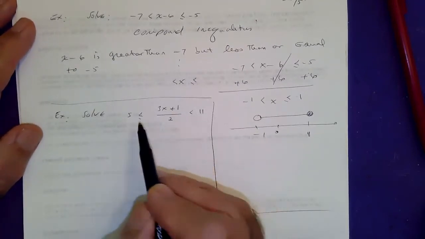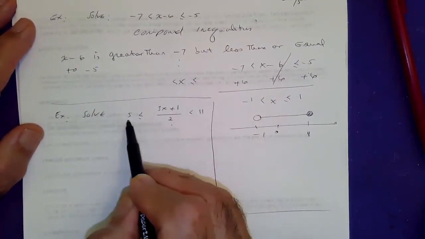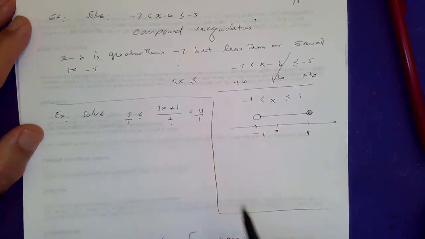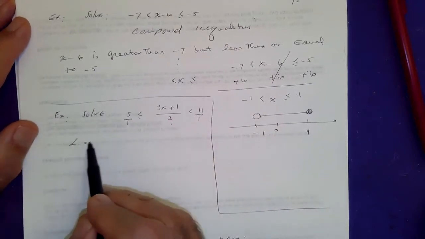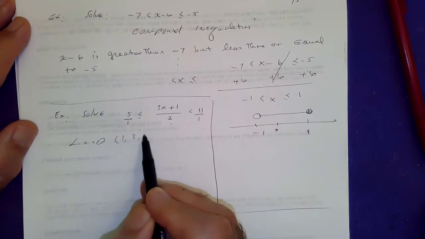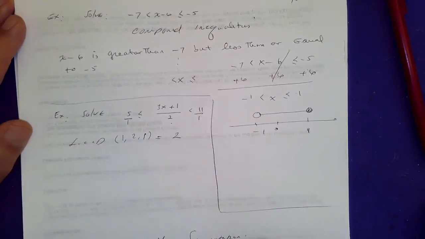What about the next one? You see a fraction here. Give a denominator of 1 to these whole numbers. Find the lowest common denominator between 1 and 2 and 1, which is 2.